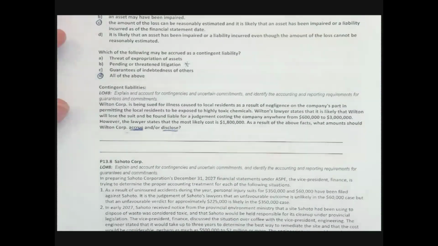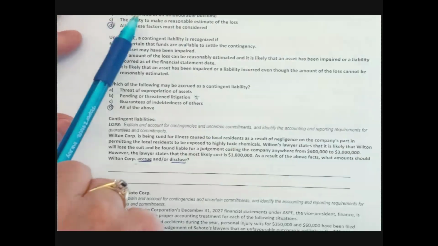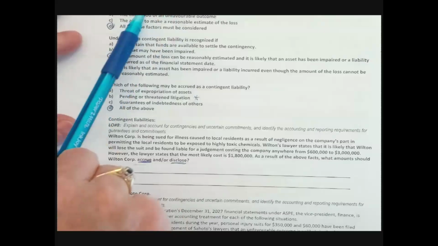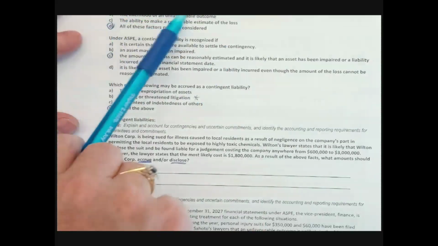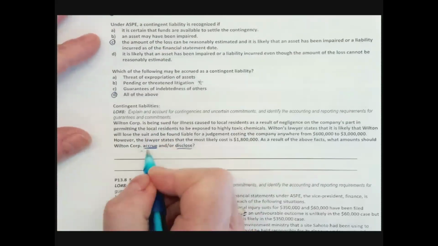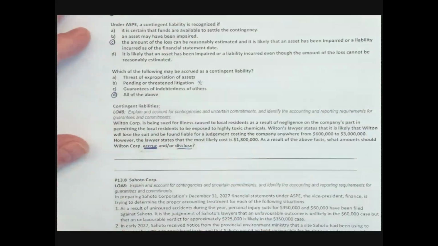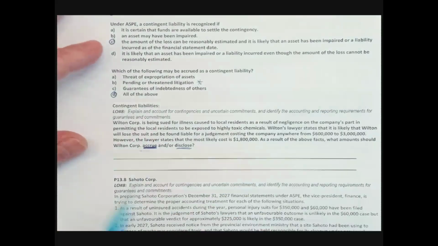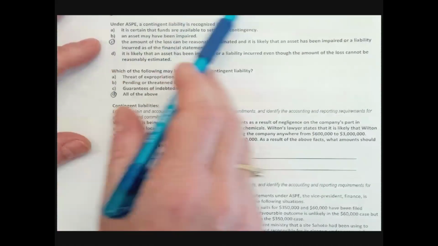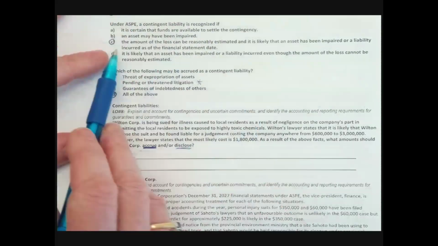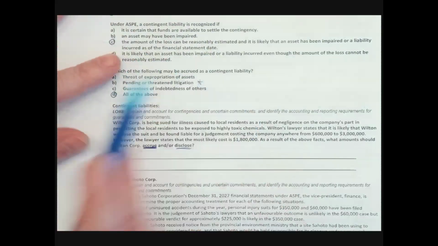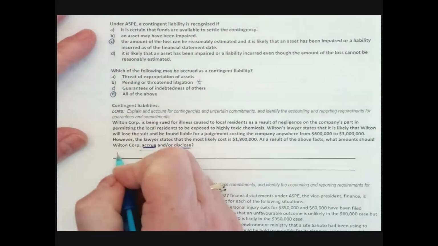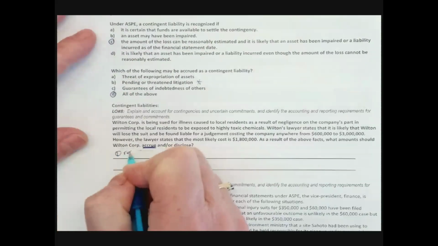So in order to recognize the liability, the factors in determining whether a liability should be recorded, in other words, whether we should accrue, are the time period. And we say it here under ASPE, as of the financial statement date. So the first one, is it a result of a past event?